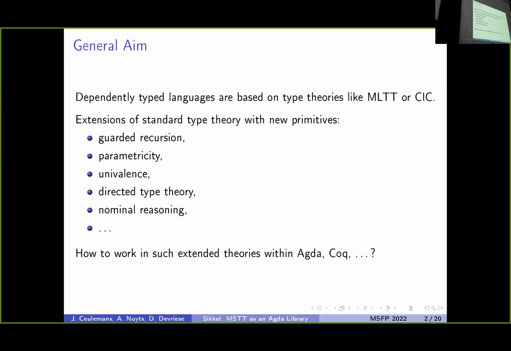But the question is, all of these formal systems have been developed on paper, but how can we work with them within our proof assistants like Agda or Coq? We actually want to use these new primitives when programming with Agda and Coq. And Sikkel is a first step towards that goal.